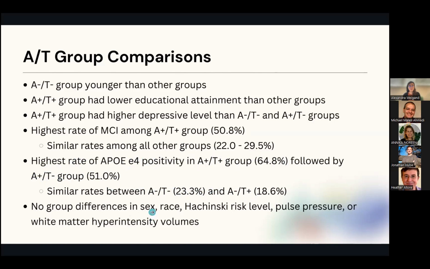And there were no group differences in terms of sex/gender distribution, race in terms of categorized as white versus non-white, although as I'll note shortly, the sample was very predominantly white. No group differences in terms of any of the vascular risk variables assessed. So Hodgkinson risk level, pulse pressure, or white matter hyperintensity volumes, suggesting that any group differences we see subsequently likely aren't attributable to differences in vascular risk.